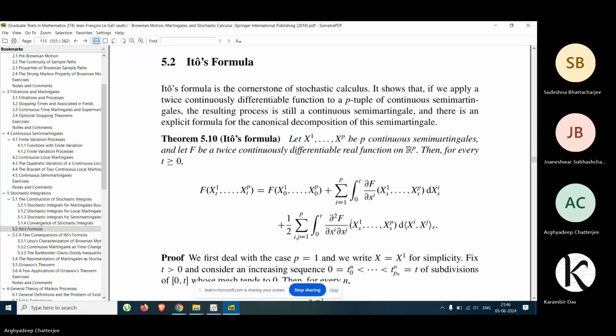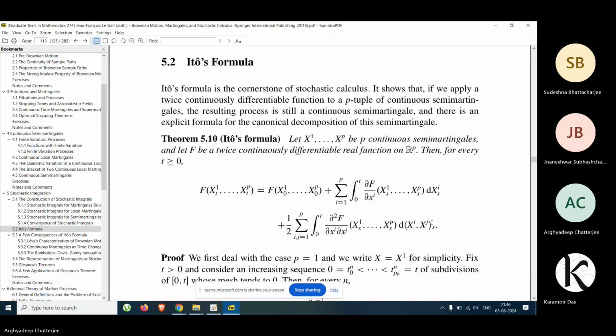For example, if you have two processes who share this same martingale part, then the cross terms will only give you the quadratic variation of the martingale. So that will be even easier to handle.